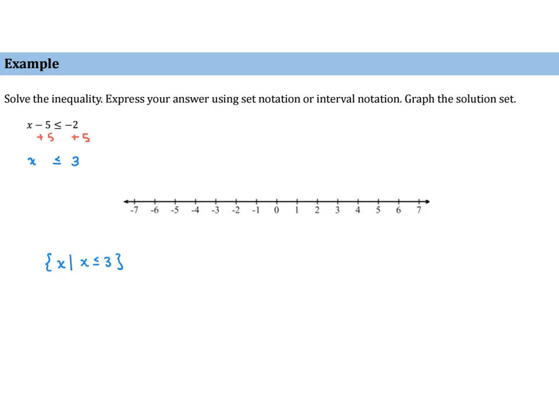So, here's 3. We want to shade where the x's are. So, x's are less than or equal to 3. So we will shade to the left. And now, since there's an equal bar, we will include the 3. So in interval notation, as we read this left to right, we're shading toward negative infinity, and then we get to 3. So negative infinity to 3. Remember, we always use a parenthesis with infinity and with negative infinity. And since 3 is included, we use a bracket.